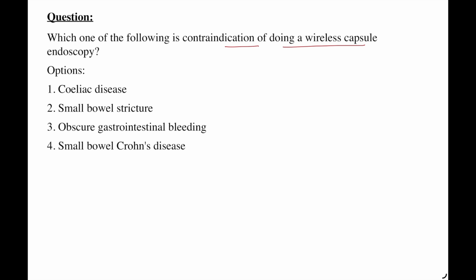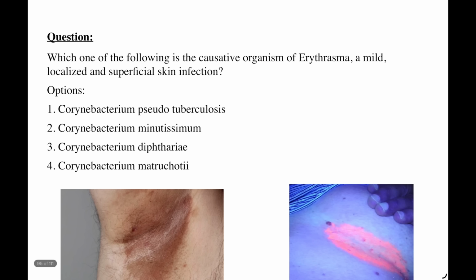Which one of the following is a contraindication of doing a wireless capsule endoscopy? Wireless capsule. See, you're sending something which has no wire. That means when patient swallows this capsule through the mouth, it should come out of the GI tract. If there is any obstruction in the passage, then it leads to intestinal obstruction. So for that reason, small bowel strictures are actually a contraindication for doing wireless capsule endoscopy. We do this endoscopy to see celiac disease, gastrointestinal bleeding, small bowel Crohn's disease. So these are all indications. This is the contraindication. So the remaining are all indications for wireless capsule endoscopy.